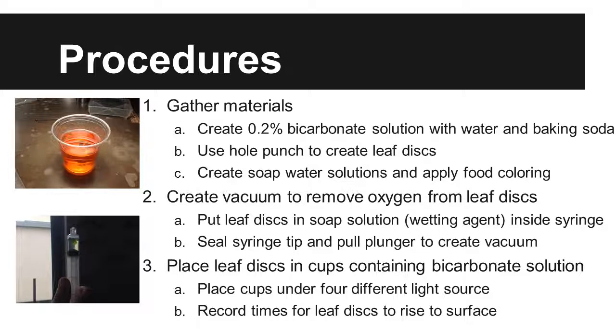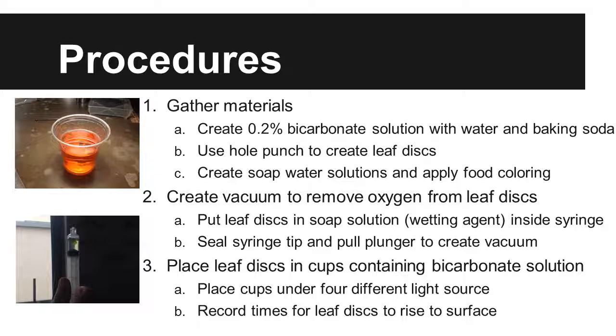To run this experiment, we first created a 0.2% bicarbonate solution as an environment for the plant cells to photosynthesize. Secondly, we utilized a vacuum to remove all traces of oxygen from the leaf discs before we put them in the solution, because we wanted to make sure that the amount of oxygen that they started off with was constant.